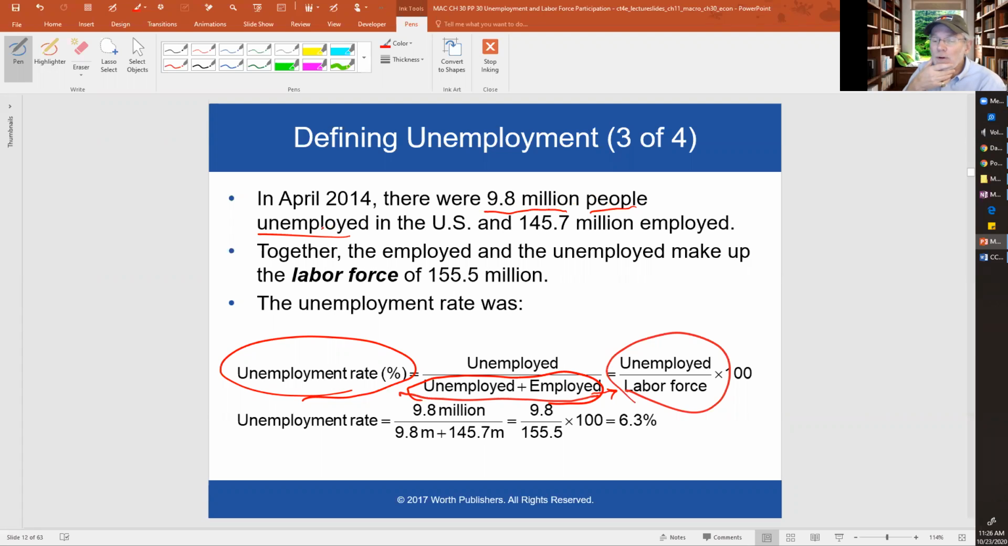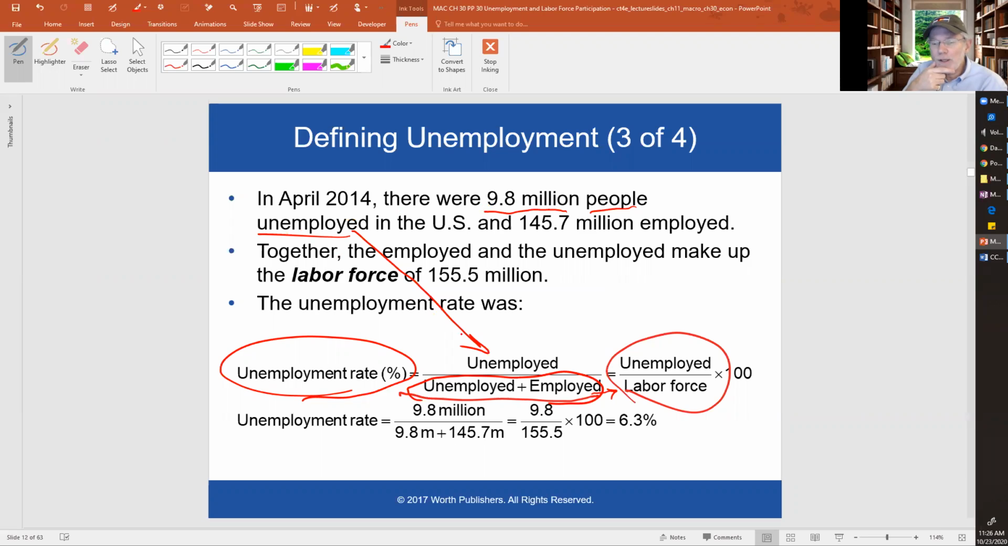The number of people unemployed, that's what's going to go in the numerator. And 145.7 million employed. Okay? Is this the number that goes in the denominator? A lot of times people will just take the numbers they're given and plug them into an equation, and they don't think very carefully about whether these are the right numbers to use.